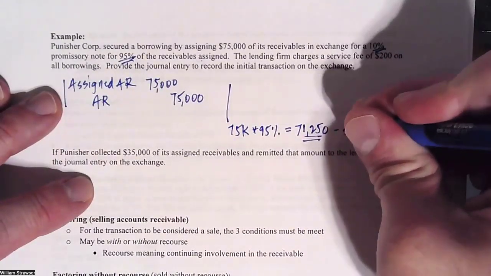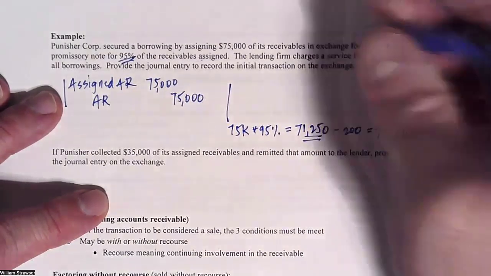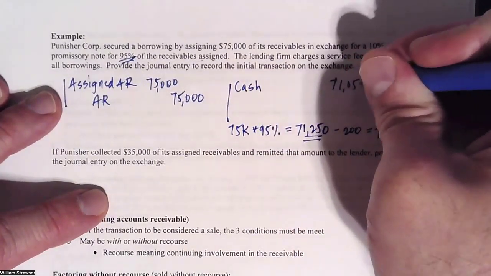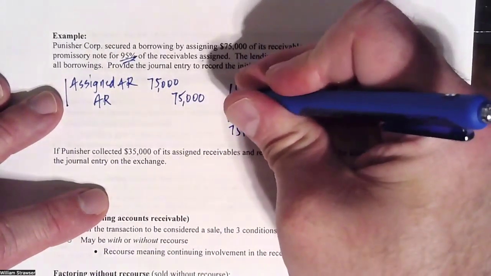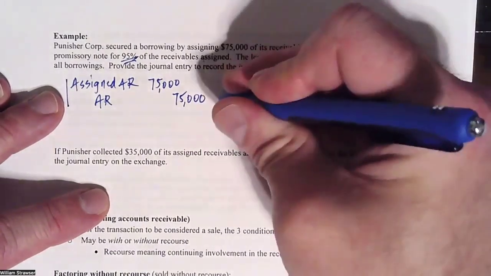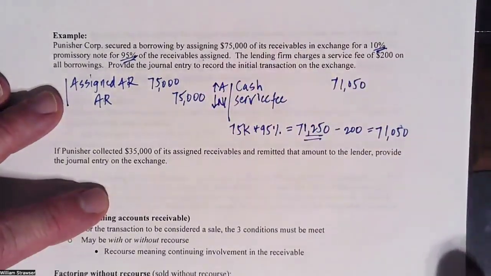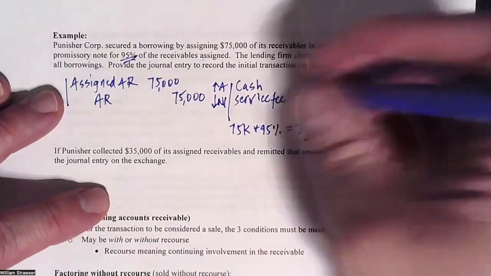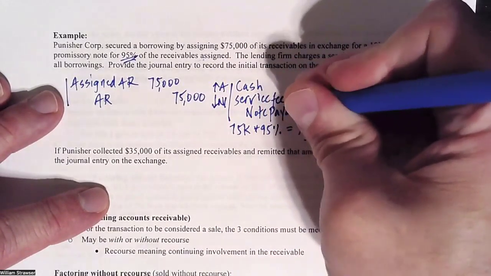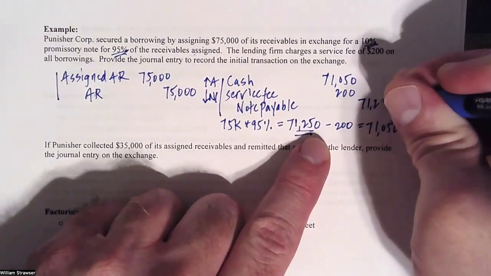$200 financing fee on this. So we're going to get $71,050. That's the amount of cash that I receive for assigning these particular receivables. We have a finance fee or a service fee. I don't mind what you call it as long as you reduce net income. And of course, we receive cash for that, $200. The note that we have to pay off is for the full amount, $71,250.